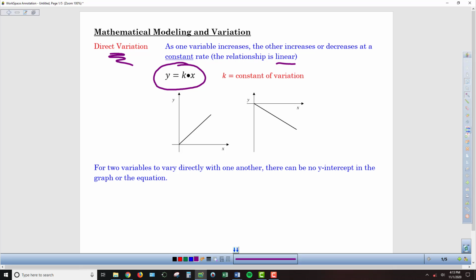If k is positive, then our graph is going to be going up if we were to graph the relationship. If k is negative, it's going to be going down. And so long as the x has no exponent on it, then it'll be a linear graph. Notice also that we are passing through the origin because there's no b value. If we were thinking of this as y equals mx plus b, for direct variation, we're always going to have 0 as the y-intercept.